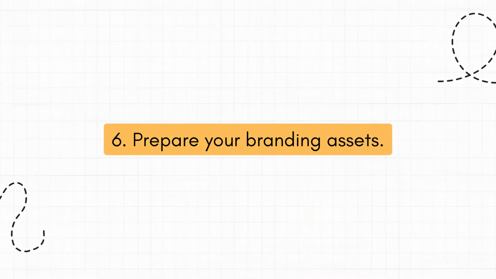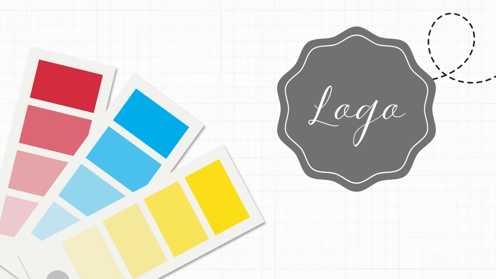And finally, prepare your branding assets. Gather your logo, brand colors, and fonts if you have them. Even if you don't have a full brand kit, choose a color palette and a couple of fonts that reflect your personal style. This will give your media kit a polished and consistent look.